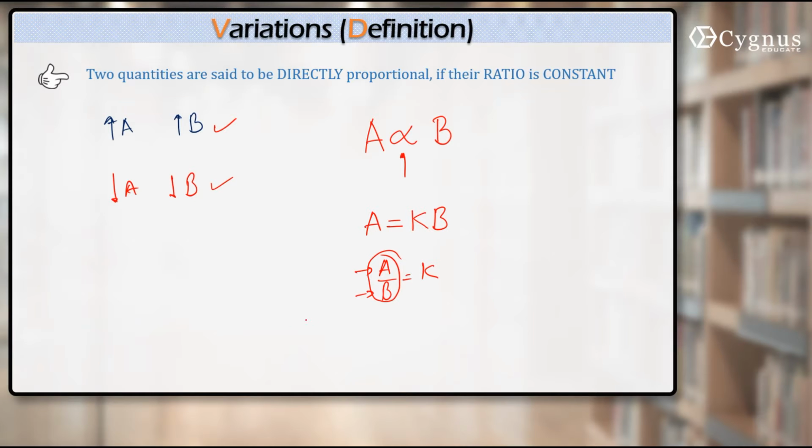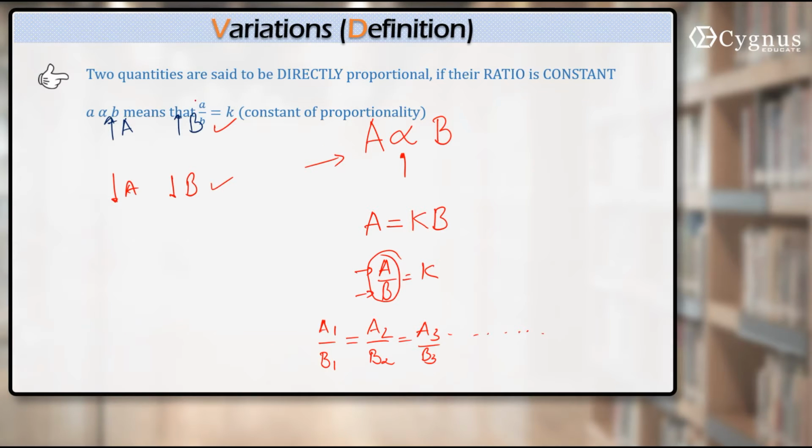constant. Now, this concept can be used in questions like this. If I've got a set of values of A and B, we can relate it like this: A1 by B1 must be equal to A2 by B2, must be equal to A3 by B3, and so on. Fine. So this happens when the variables are directly proportional to each other. So we write that the ratio is always constant.